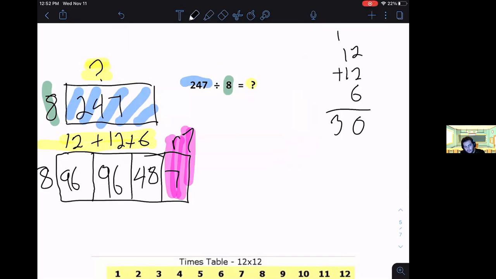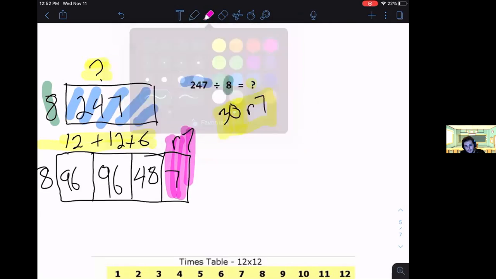So is our answer going to be just 30? Or do we have to include the remainder? Make sure to always include the remainder. So we have 30, remainder 7. Go ahead and erase that again because we're going to need that space in just a moment. So we'll highlight that in yellow because we know this is our answer. Include a little bit of pink for the remainder.